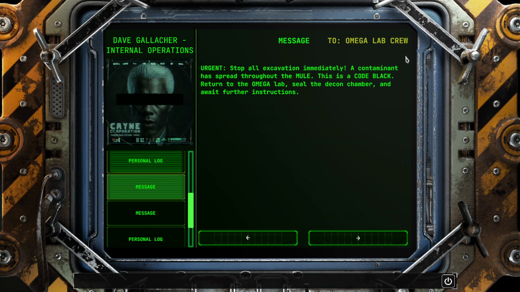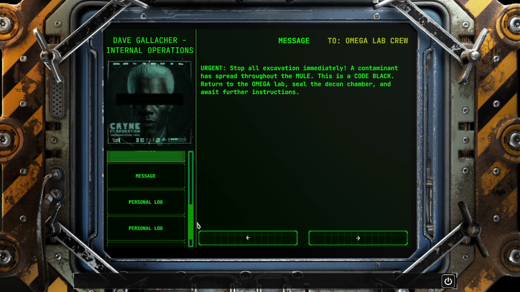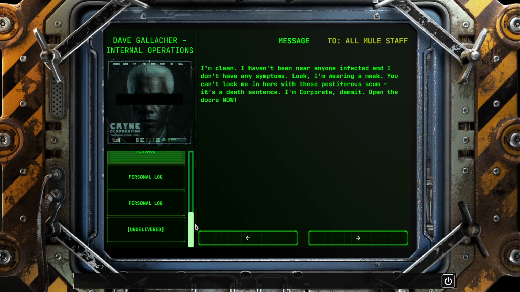To Omega Lab crew, urgent, stop all excavation immediately. A contaminant has spread throughout the mule. This is a code black. Return to the Omega Lab, seal the decon chamber, and await further instructions. And then a message to all mule staff.